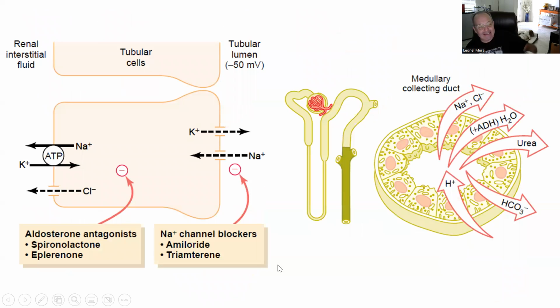Now, this is a little diagram of how the collecting duct works. The collecting duct is the last part of the nephron. And under normal circumstances, meaning very high levels of fluid in the body, this is not going to really absorb water. It's only going to help make the urine more diluted.